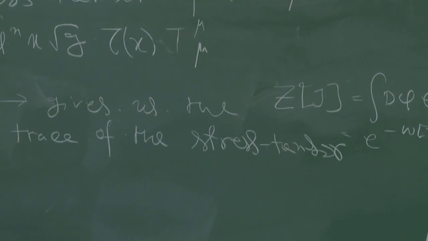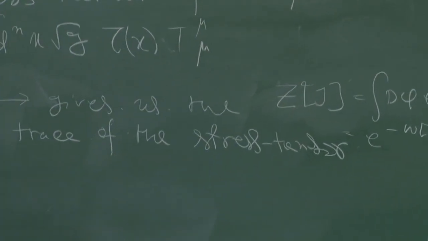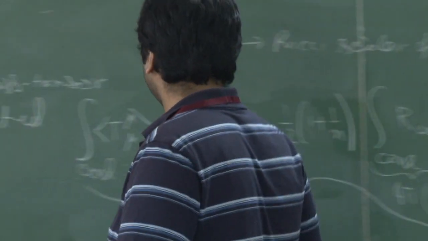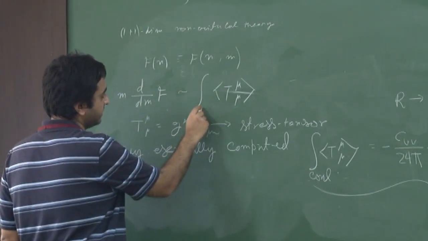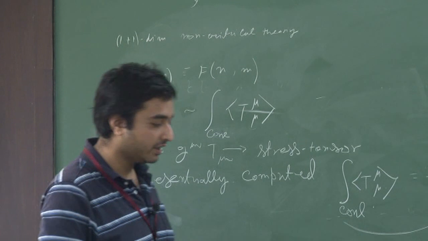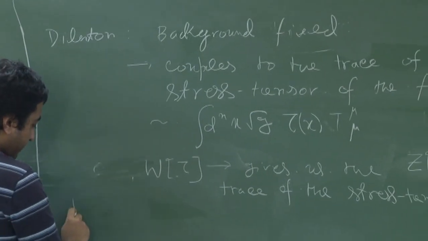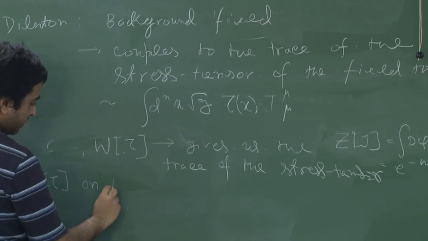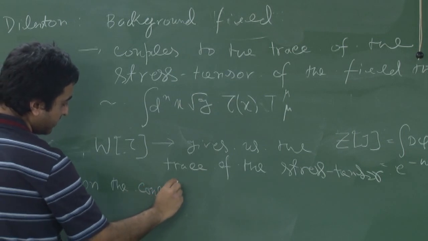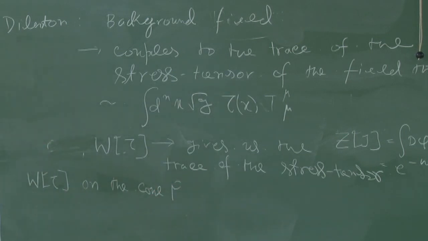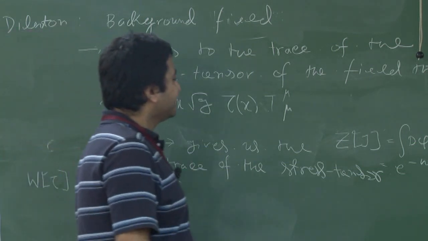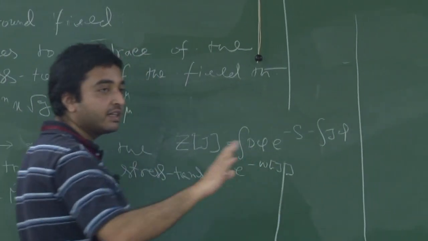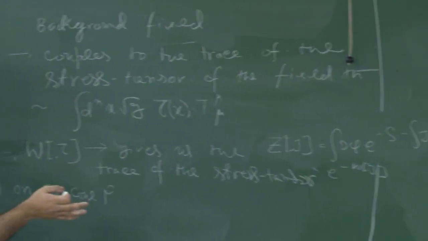Okay, so now the question is that what we have to do is that we want to compute this object, which is this integrated stress tensor on the cone. So what we need to know is what is the effective action of the dilaton on the cone. Okay, so once we know W of tau on the cone... Just drawing parallels between them, you are going to integrate over T mu. So what is the role of the functional? Yeah, so these are all the fields of the theory.